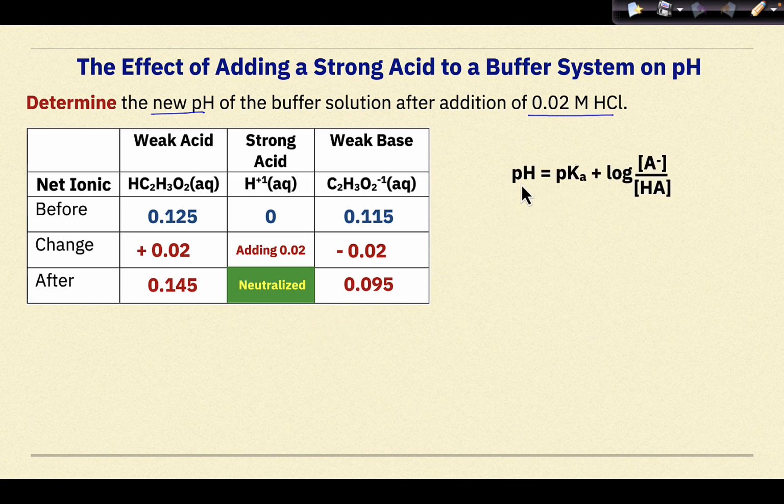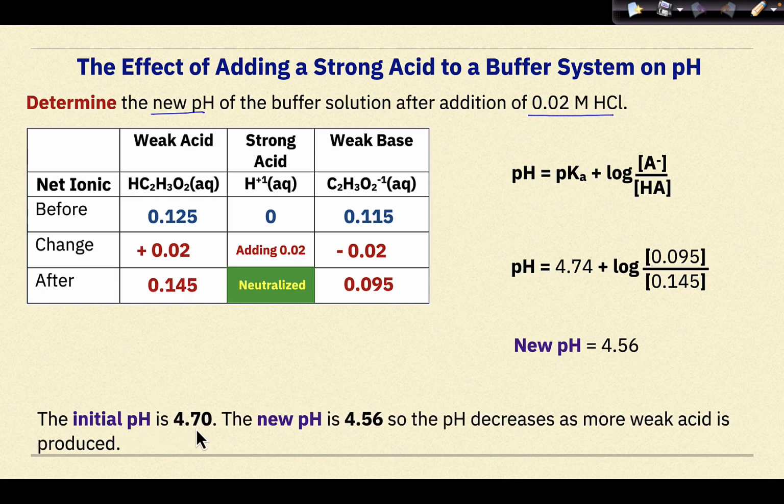So we'll use the Henderson-Hasselbalch equation. We'll plug in our values of pH is equal to 4.74. That was our pKa value from the previous example, plus the log of the concentration of our weak base, which we just calculated, divided by the concentration of our weak acid. When we do this calculation, we determine our new pH to be 4.56.